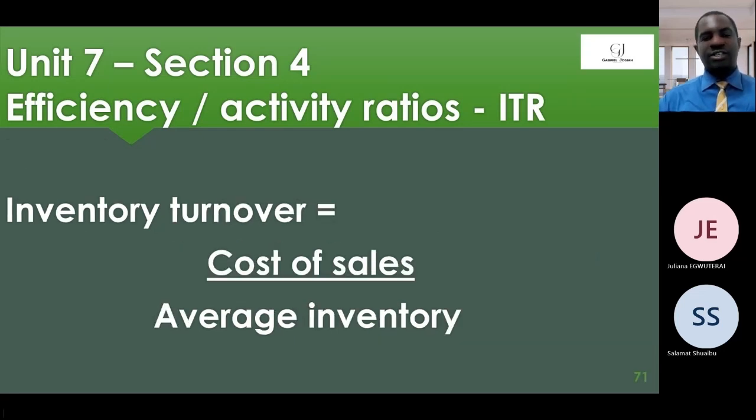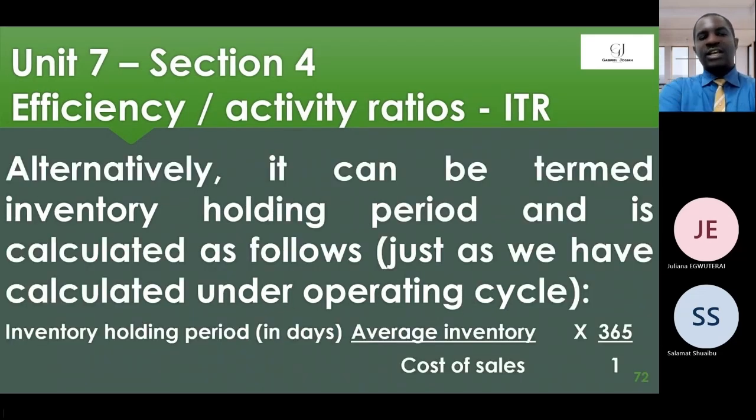It's calculated as cost of sales divided by average inventory, where the average is the beginning and the closing, and your cost of sales is your cost of goods sold. Alternatively, it can be termed inventory holding period. Remember, we calculated this under the liquidity ratios. It's also an activity ratio, but I termed it liquidity to make it different. So that one was in days. Now this one is the reverse. This one is how many times. So one is in days and one is how many times.